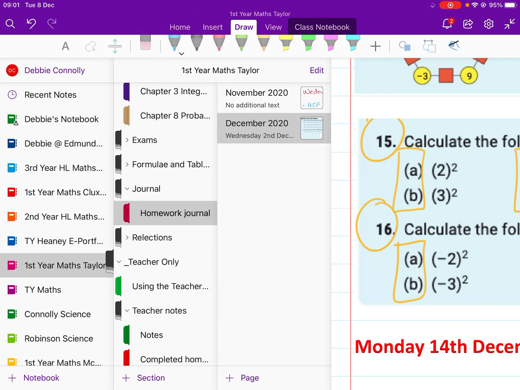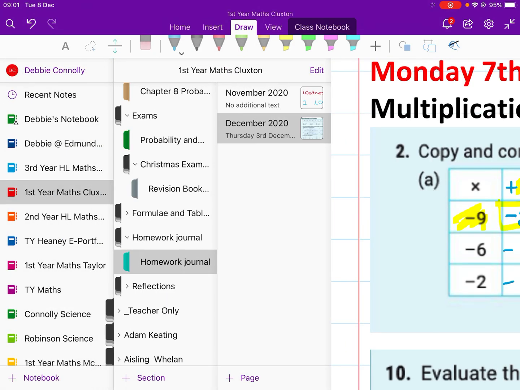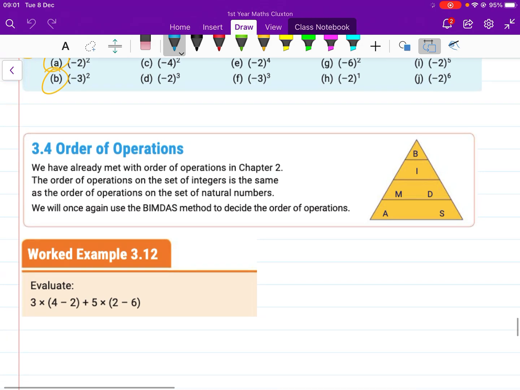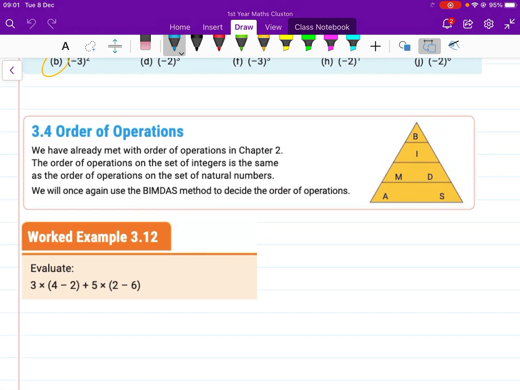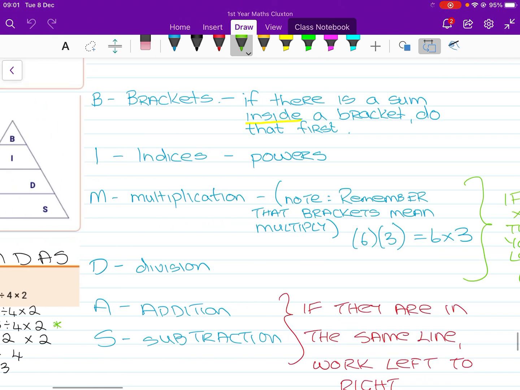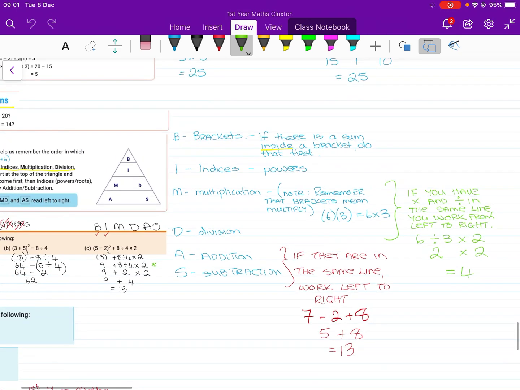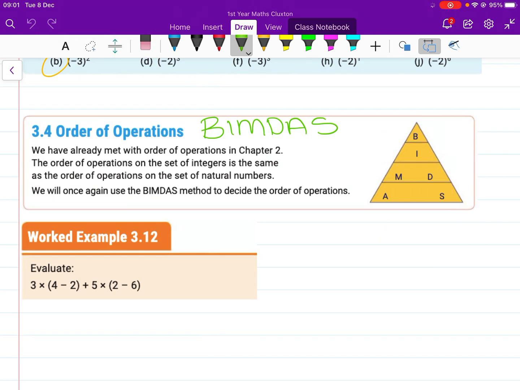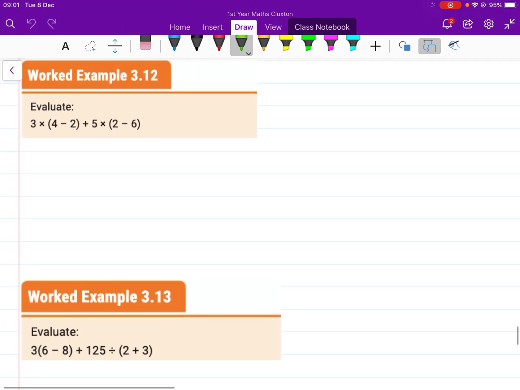So that's homework for both of you. Now what I planned on doing today is order of operations, which we've done already. This is BIMDAS. It shouldn't have fallen out of your head already, but if it has, back here on natural numbers, there it is. Both of you in your notes have an explanation of what BIMDAS is. In this chapter, it's just going to be a bit harder because we have minus numbers. So let's try. I'll write BIMDAS here.